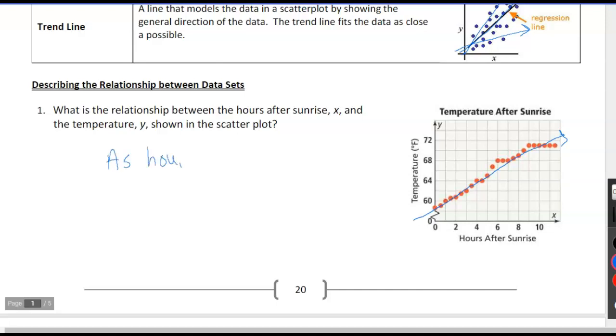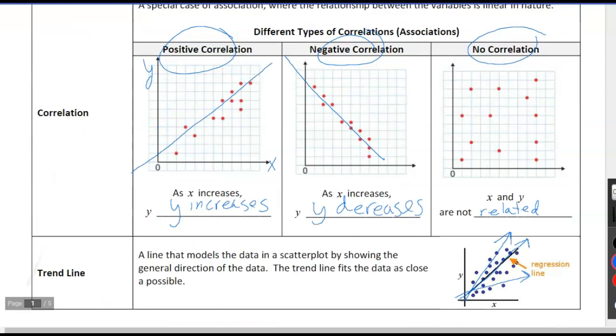As hours increase, temperature increases. And we know this is a positive correlation. If we go back up here.